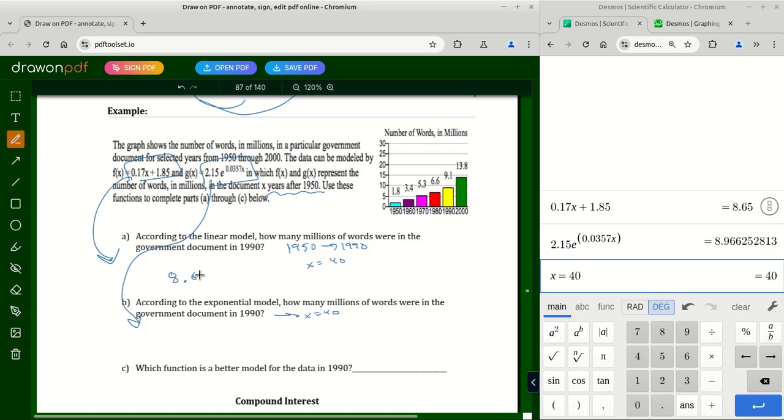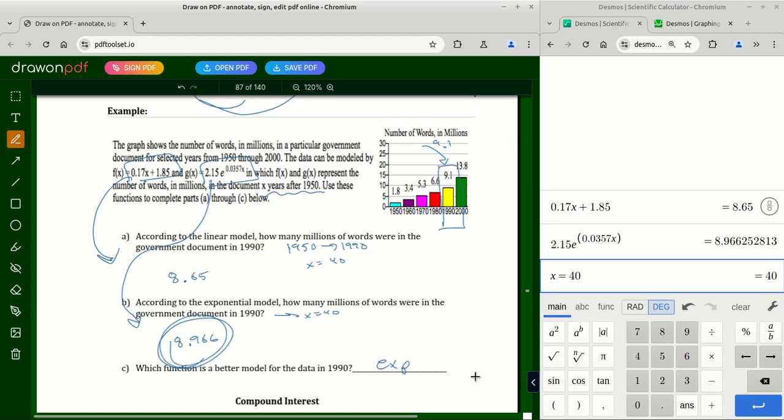So 8.65. And then 8.966. Now, it's not about being the bigger one. It's about being the closer one. And you can see right here in 1990 that we got 9.1. Which one's closer to 9.1 is this guy.